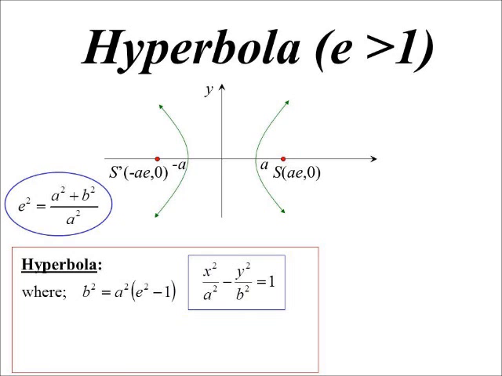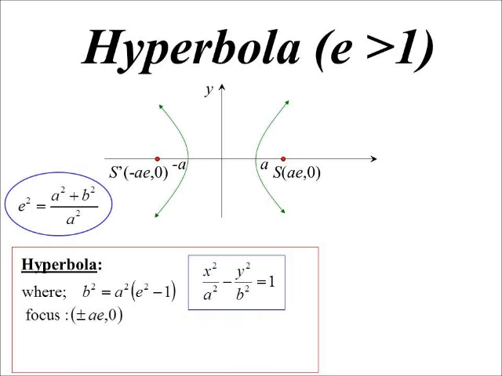What that means is when I make e squared the subject, I get a squared plus b squared instead of a squared minus b squared. Again, because it has to be bigger than 1. If I had a squared minus b squared, then obviously the top would be less than a squared. I'd get something that's less than 1. So plus b squared for the hyperbola, minus b squared for the ellipse.